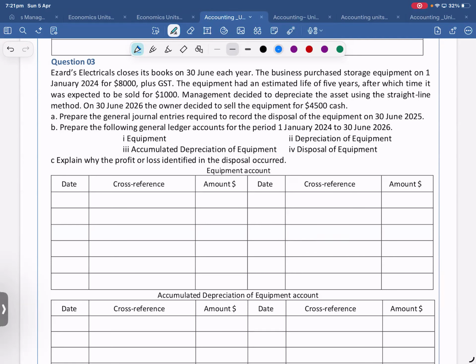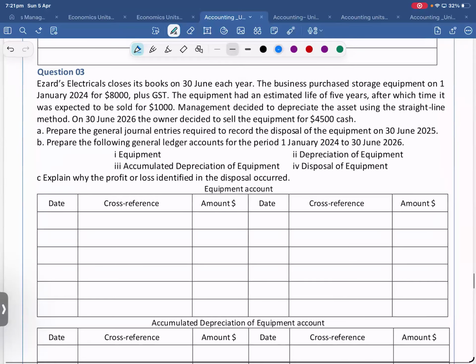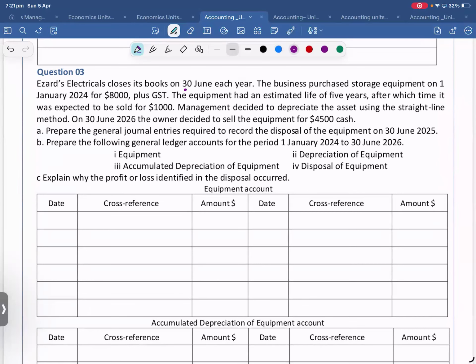Right. Now, first of all, when you do a question like this, you have to look for something. What is it? Make sure. Yeah, your balance day. What's the balance day, guys? 30th June each year. Okay? Why? You didn't pick it before? No. That means, yeah. All right.